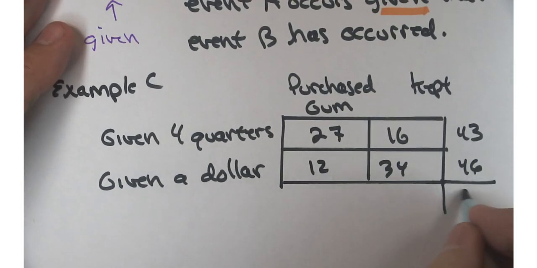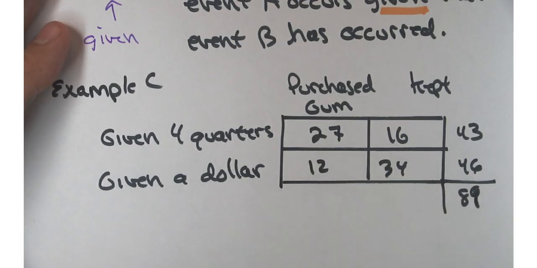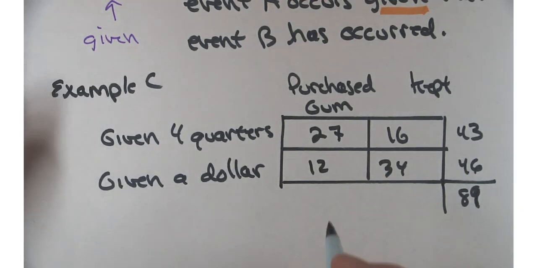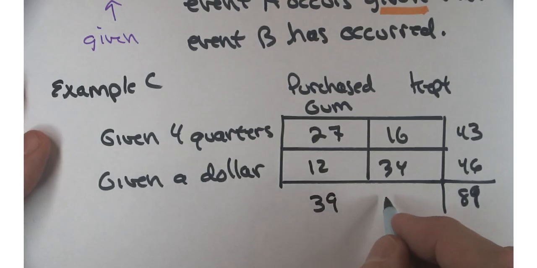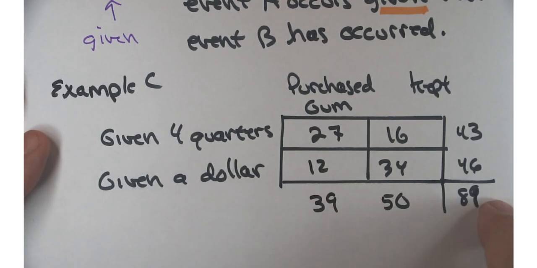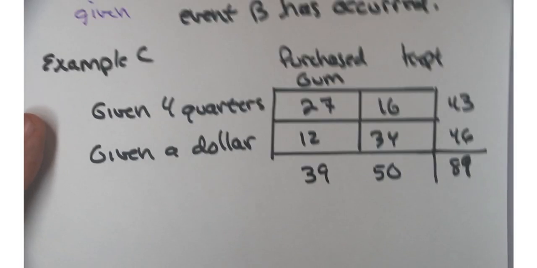of 89 people here. Now it's not a bad double check of your work to see that the marginal totals work in this other direction as well. So I got 39 here and 50 here. So it's 89 both ways. That's good to see. It's reassuring.